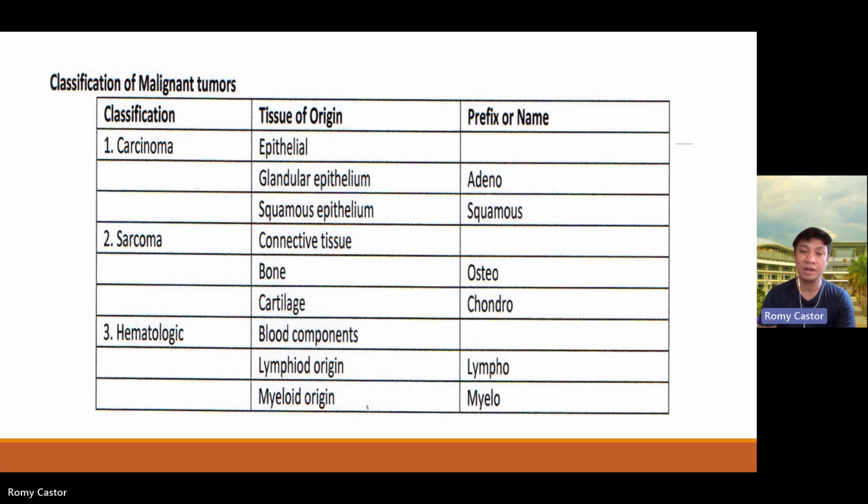If it involves here our hematological origin or mga lymphoid tissues natin, like in the case of involving the lymphoid, we call this lymphoma. That includes mga lymphocytes natin. So if it involves our myeloid cell lines, we call that your myeloma.